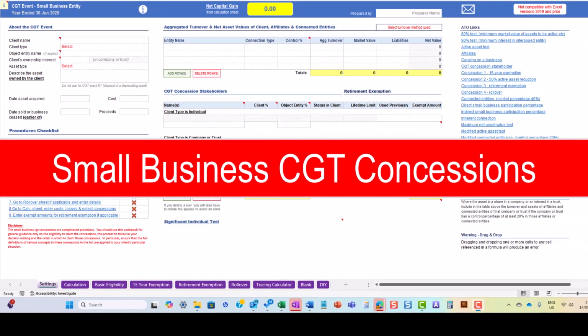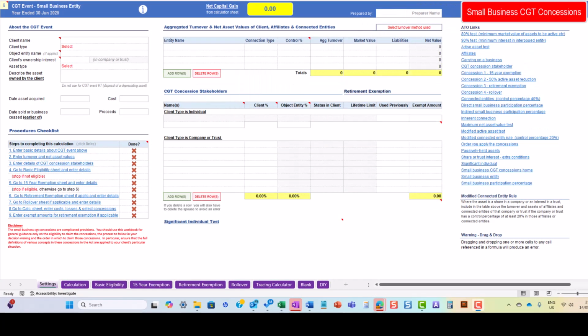This is our small business CGT concessions calculator, which is designed to help you determine your client's eligibility to claim the concessions and to work out the net capital gain. The workbook is presented in Q&A style so that your client's eligibility for the various concessions can be tested with simple yes or no answers. Due to the complexity of the legislation and the resulting impact on the application of that legislation, we've included the following in the settings sheet.